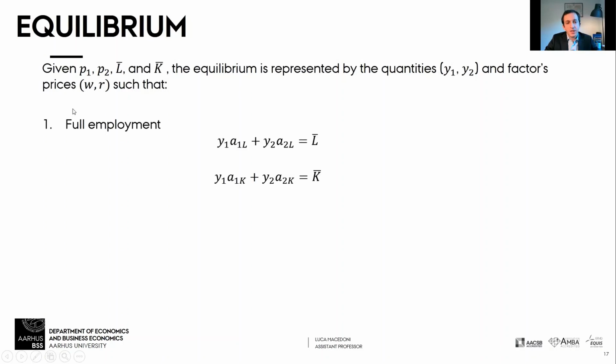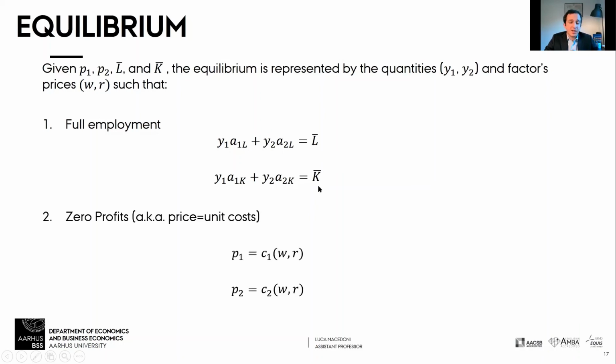Well, the first is the full employment condition. This is saying that the number of workers that work in Industry 1, the output of Industry 1 times the unit labor requirement in Industry 1, plus the number of workers that work in Industry 2 is equal to the total number of workers. And similarly for capital.